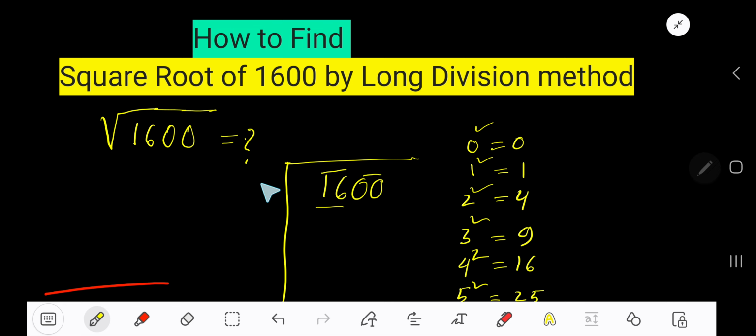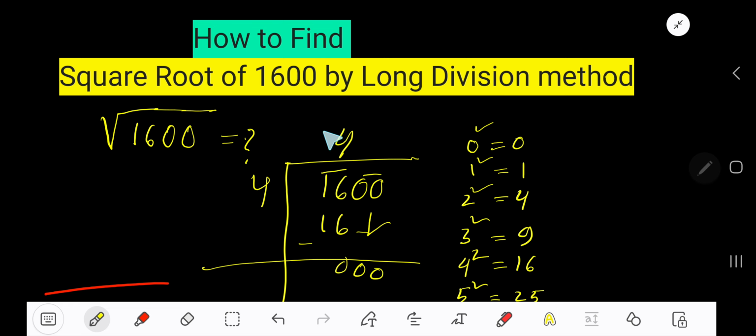If you take 4, then 4 squared equals 16, right? That is equal. So this 4 must come to the quotient side also. 4 times 4 is 16. Subtract, you are getting 0. Bring down the next pair. You have placed the digit 4, so the same digit will come under this divisor.